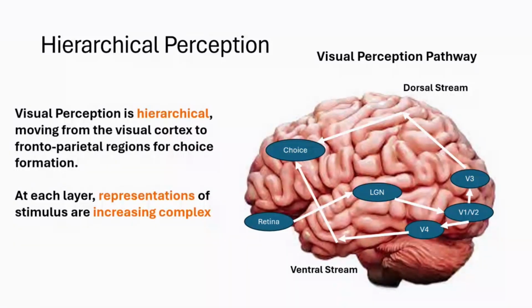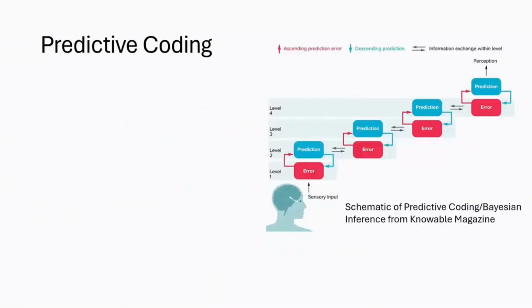So visual perception is hierarchical, and at each layer the representations of stimulus are increasingly complex. In areas like V1 and V2, these might be looking for really basic things, so borders, lines and colours. Whereas when we get up to V3, or further up into the parietal lobe, we might be looking at general different things, so maybe a watch as opposed to just the bare part of that watch. Now, one very popular theory related to perception is called predictive coding.